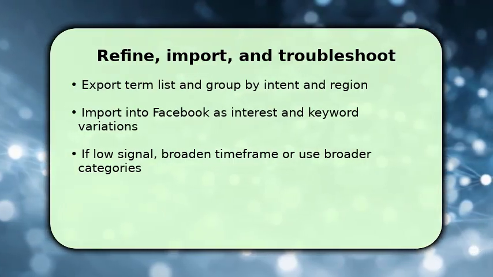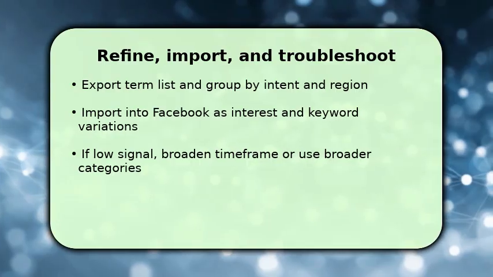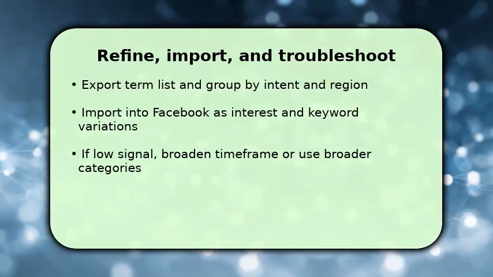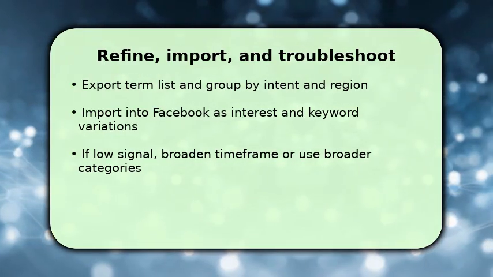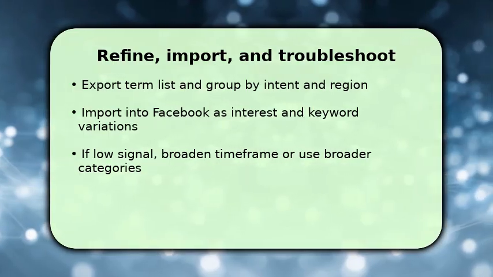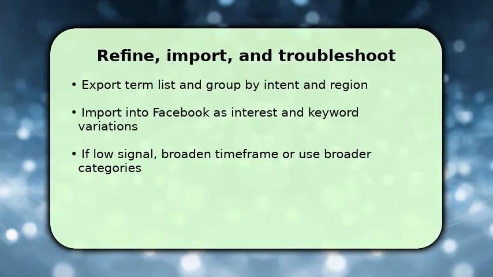If you see low search signal or too few impressions, expand the time frame, loosen category filters, or add 1 to 2 broader seed terms to increase data. Troubleshoot by iterating quickly and rechecking trends.